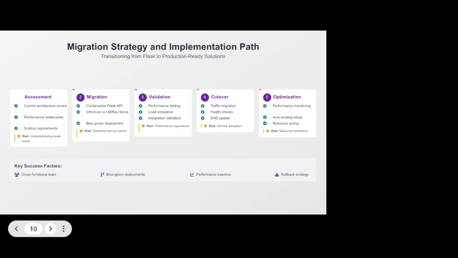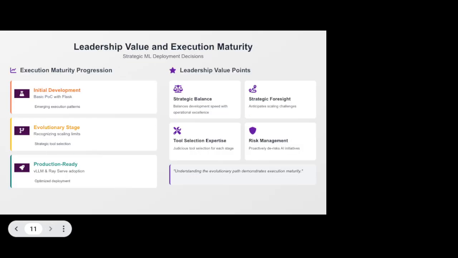So for the leadership, the takeaway is that assessment can be done easily with the Flask API, but moving from migration to optimization, we eventually need to go for the Inference Engine. That is inevitable. The initial development with Flask and the evaluation stage help us recognize when we need to move to vLLM or an Inference Engine, and we can opt for vLLM or Ray as one of the provisions we have. So this is all we had to cover for today.